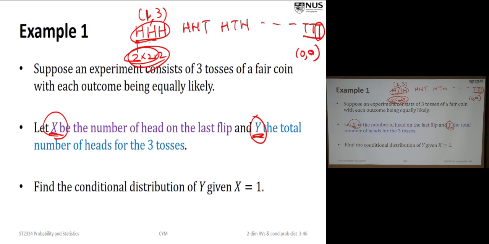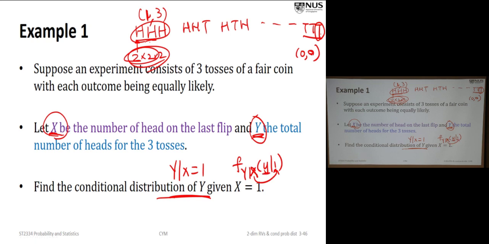So now we are asked, what happens if I know that x equals 1? That means if I know that the last toss is a head, then what is the probability? How does y behave? That means the total number of heads, how does it look? So in other words, we are asked for y given x equal to 1. Given x equal to 1.